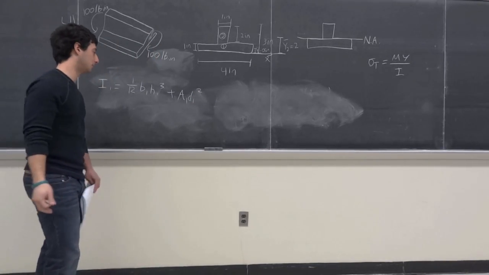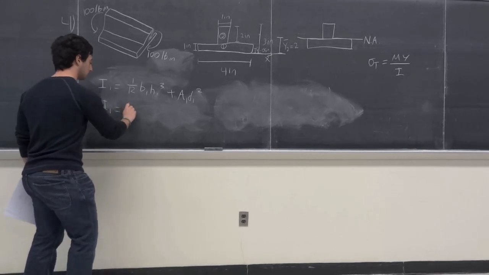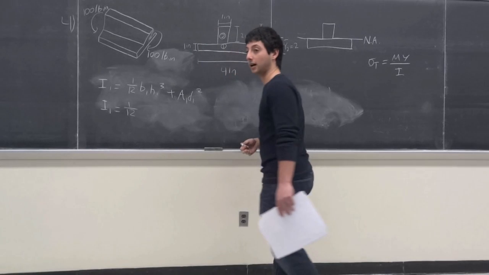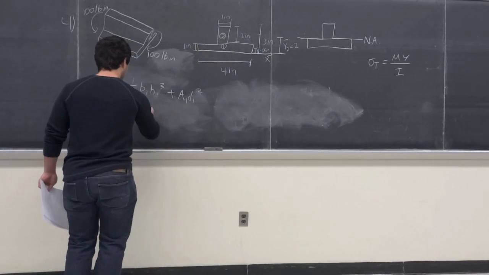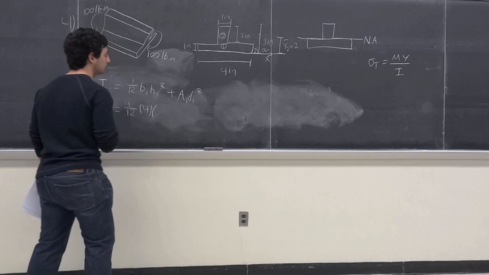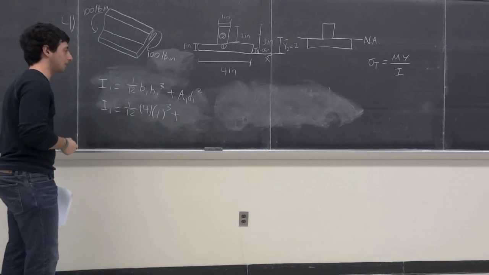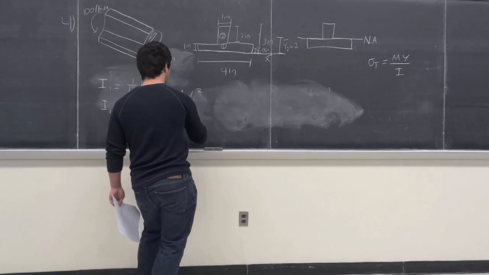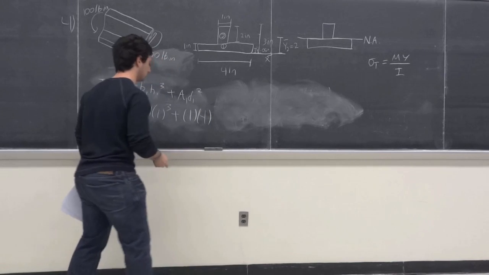You might know the formula, but you have to know what these are. So I1 is equal to 1/12. b in this case is what? I'll ask you guys. 4, exactly. And what's h? Exactly. A lot of people forget how to do moment of inertia for some reason. So the area of this cross section is 1 times 4. And all the units are inches, so I'm just leaving it out.